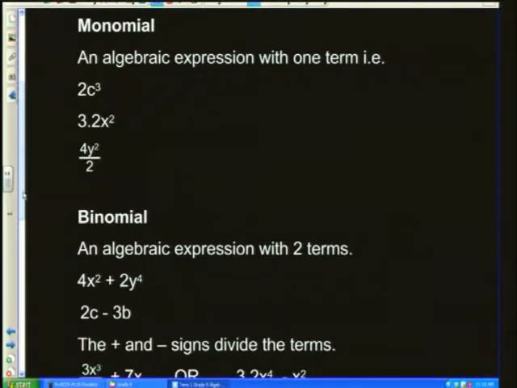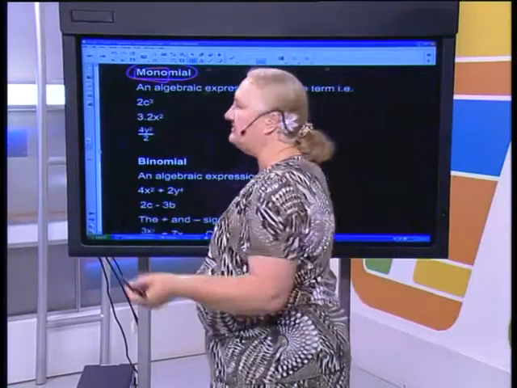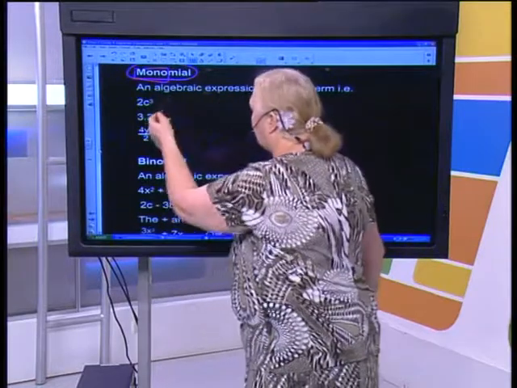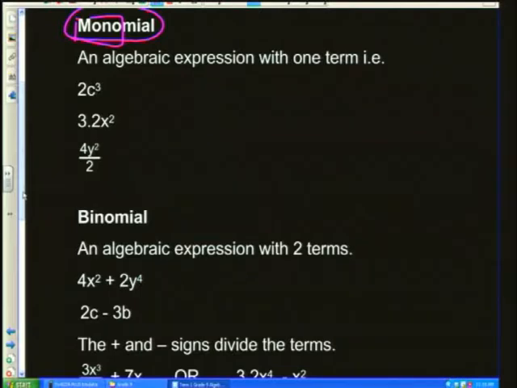Okay. An algebraic expression with one term, we call that a monomial. Mono, the prefix there, means one. So when you see mono, eventually in science you are also going to work with mono. You will always know that it is one. That says to us it must be one term.